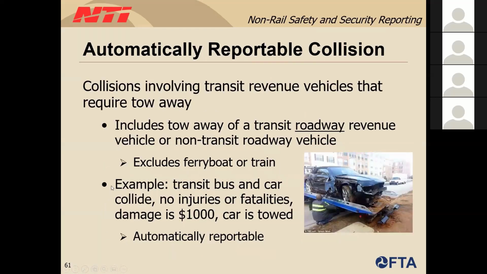If there is a collision involving a transit roadway revenue vehicle, which results in either the transit revenue vehicle or non-transit vehicle being towed, the event is automatically reportable regardless of any other threshold. This is limited to roadway vehicles and therefore excludes ferry boats and trains. For example, a transit bus and a car collide. There are no injuries or fatalities, and property damage is only $1,000. But the car is towed from the scene due to disabling damage. The event is automatically reportable. The towaway is not based on the severity of the damage.